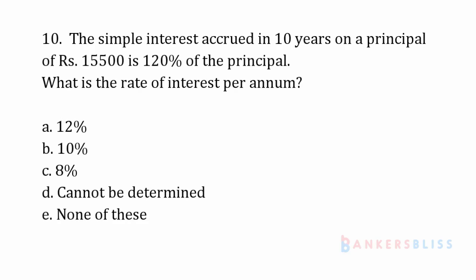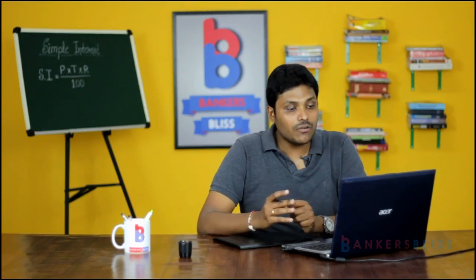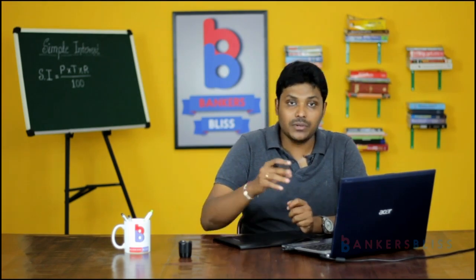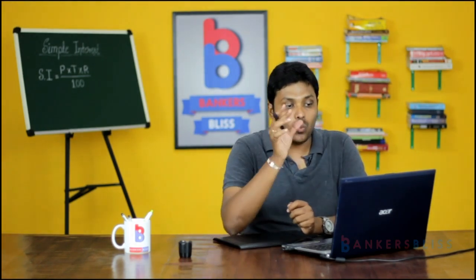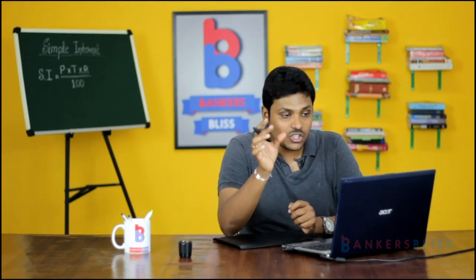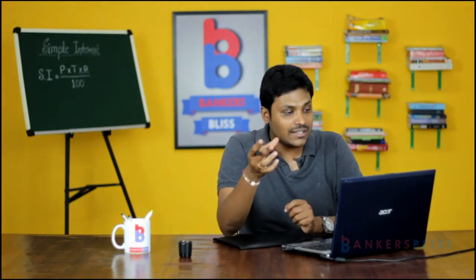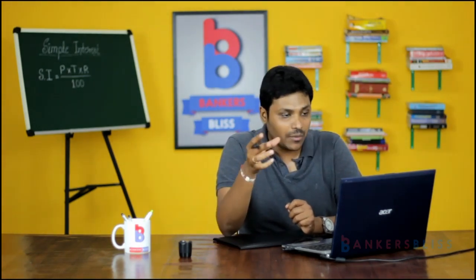Problem number 10. The simple interest accrued in 10 years on a principal of rupees 15,500 is 120% of the principal. What is the rate of interest per annum? See here, for 10 years the rate of interest is 120% of the principal. That is nothing but 120% is the rate of interest you got for 10 years, and they are calculating the rate of interest per annum.